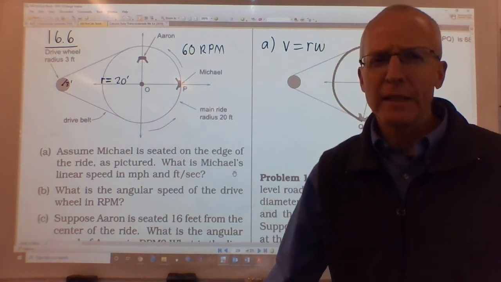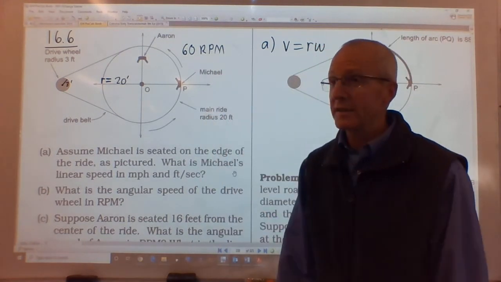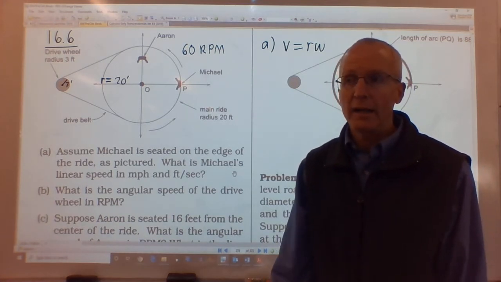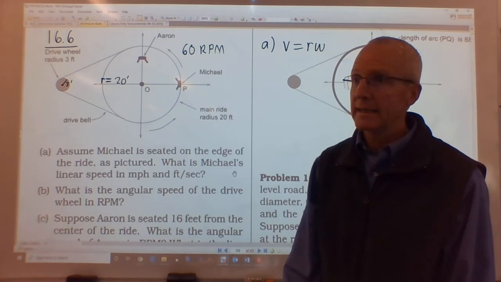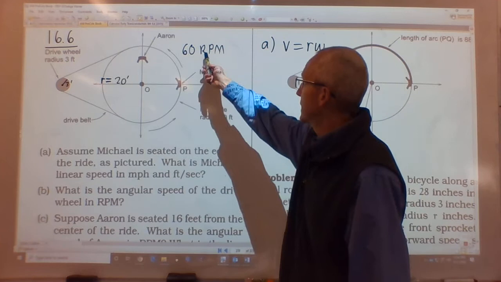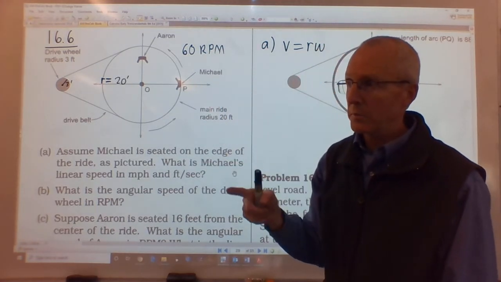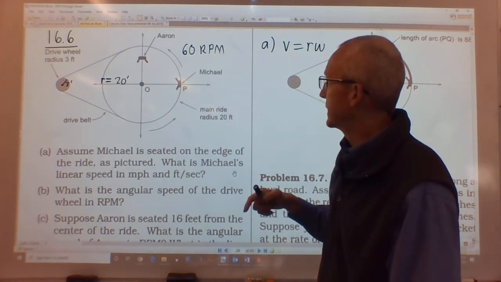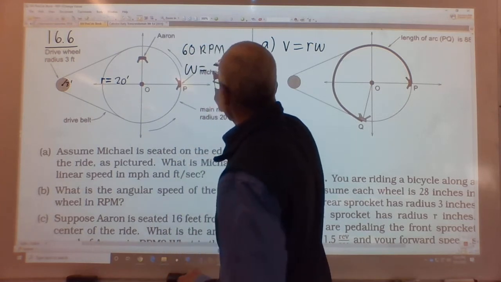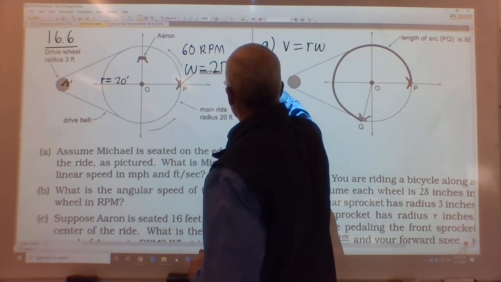And they made it real easy for us. They said it's 60 revolutions per minute. Well, there's 60 seconds in a minute, so that means 1 circle per second. A circle is 2 pi radians, so it's going 2 pi radians per second. 60 RPM is 1 revolution, 1 circle per second. So right away we know that omega is 1 circle per second, and a circle is 2 pi radians, so 2 pi radians per second.